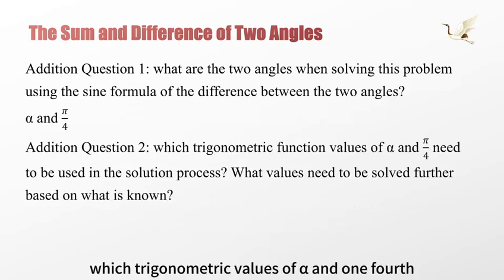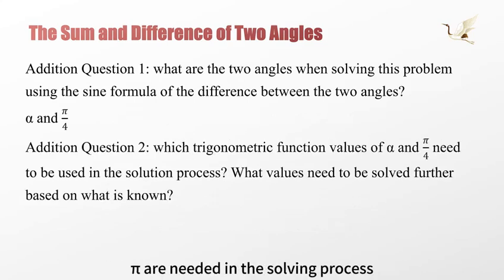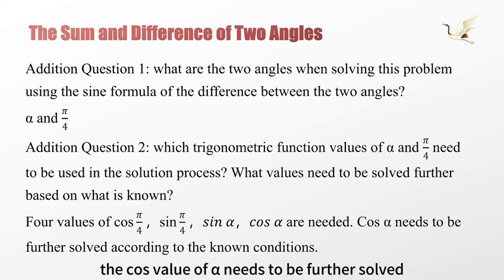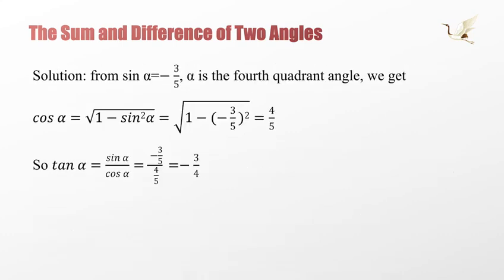Which trigonometric values of alpha and 1/4 pi are needed in the solving process? What values need to be further solved based on the known information? We know that we need to use the cosine and sine values of 1/4 pi, as well as the sine and cosine values of alpha. The cosine value of alpha needs to be further solved based on known conditions.